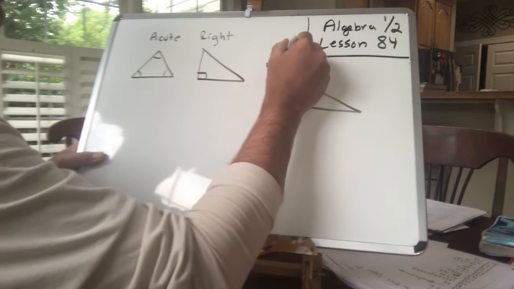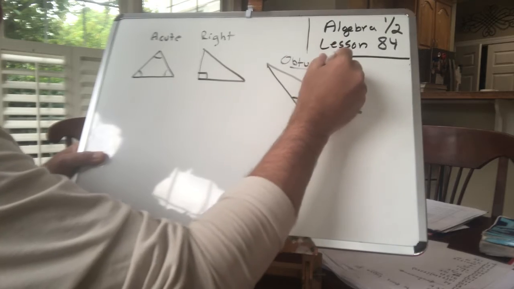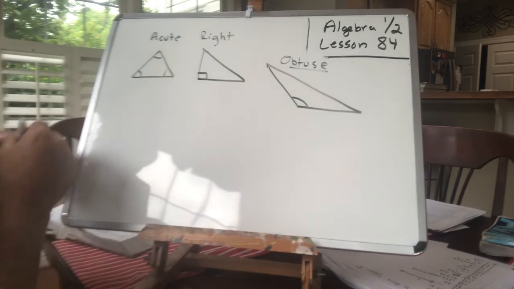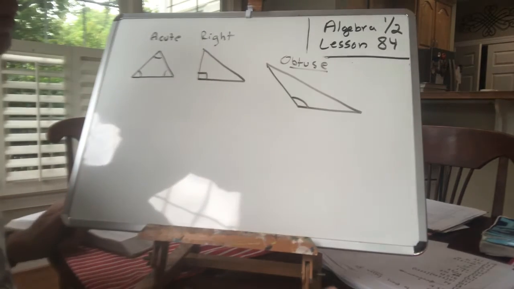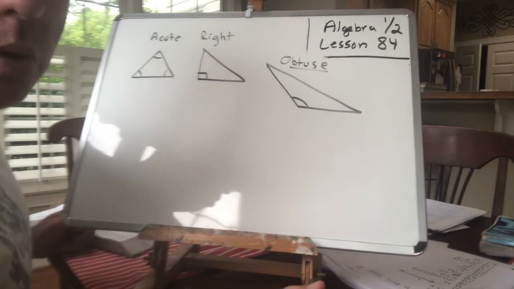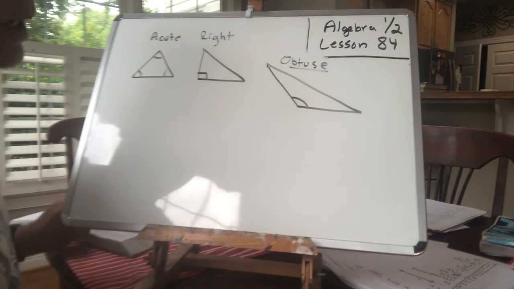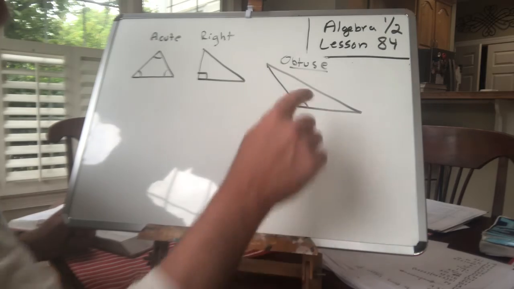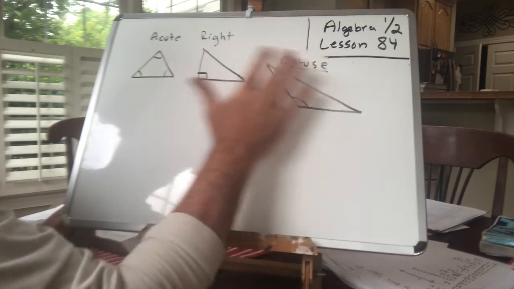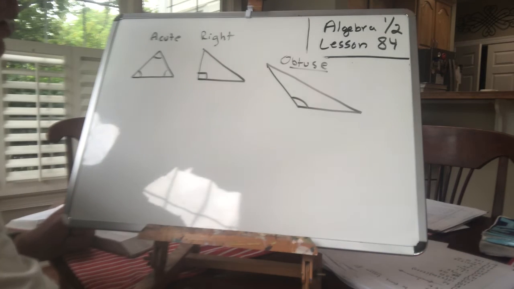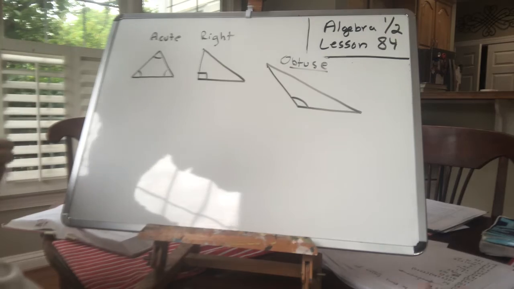And the last one right here is an obtuse triangle. And obtuse means that just one angle in a triangle is more than 90 degrees. Less than 180, but more than 90, okay? These are some of the classifications of triangles that we're going through, okay?